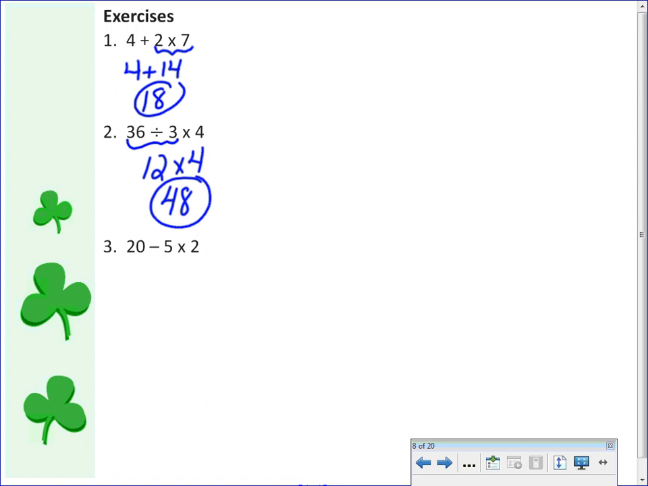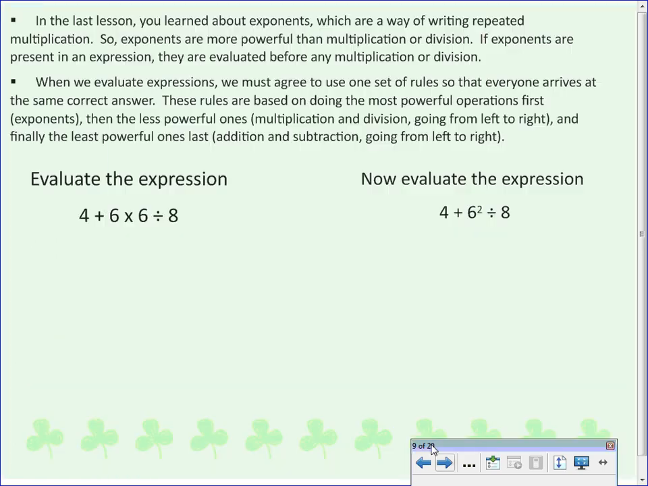If you want full credit on your homework, you have to make sure that you're showing each step only one operation at a time. Do I subtract or multiply first? Multiply first. So 20 minus 10. 20 minus 10 is 10. Yeah, sound familiar? Absolutely. So let's keep going.